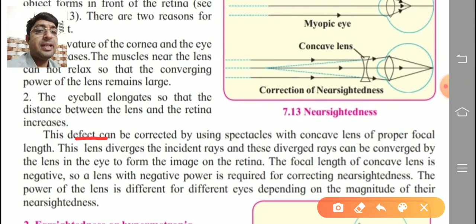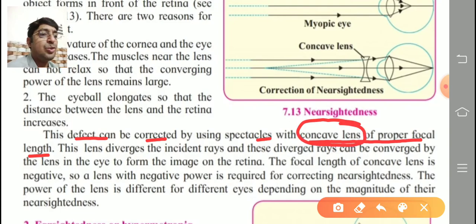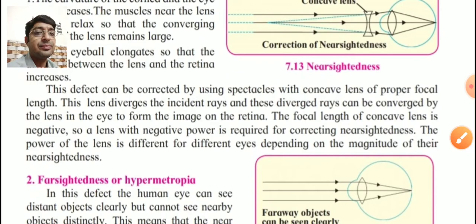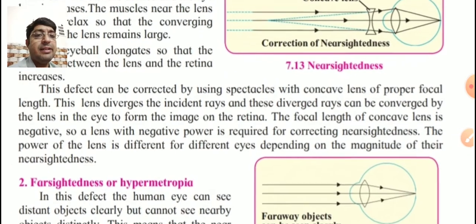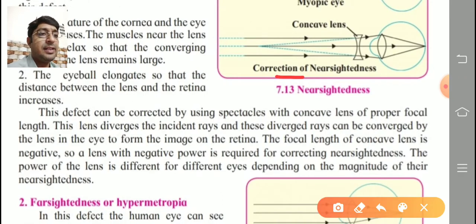This defect can be corrected by using spectacles with a concave lens of a proper focal length. Which lens is used to correct myopia? Answer: concave lens, a suitable concave lens. Now see the more explanation. This is the correction, so a lens is used. Which lens? Concave lens. So a concave lens is a diverging lens.